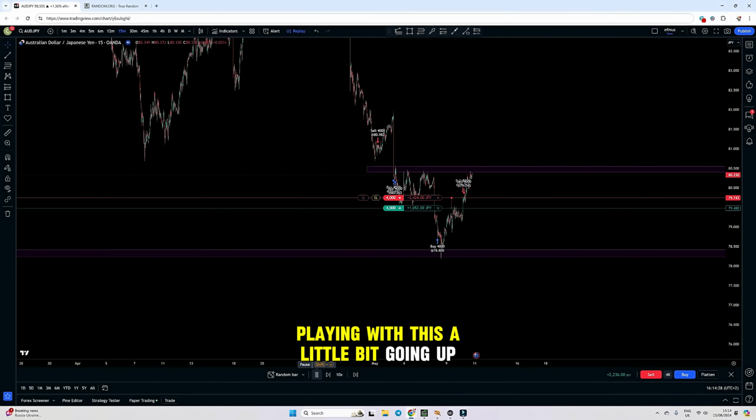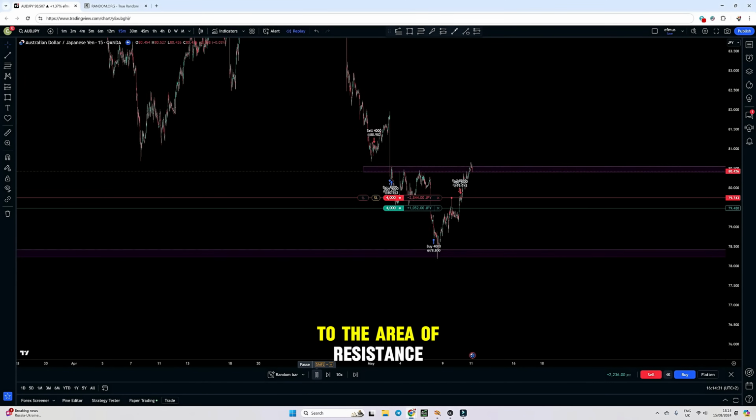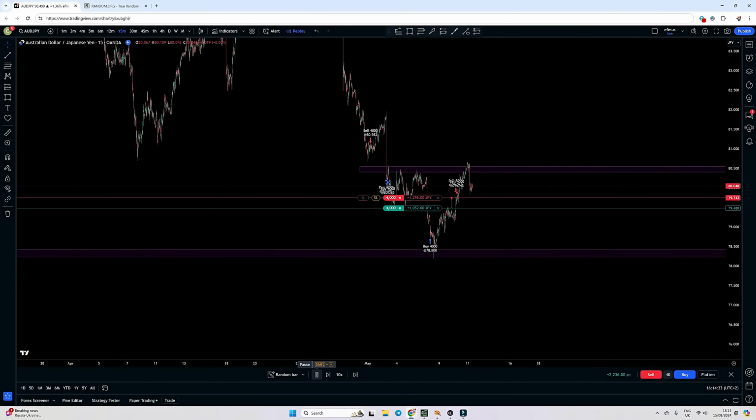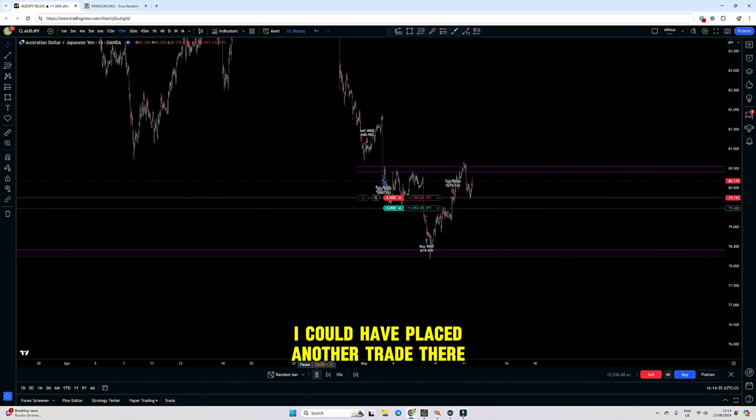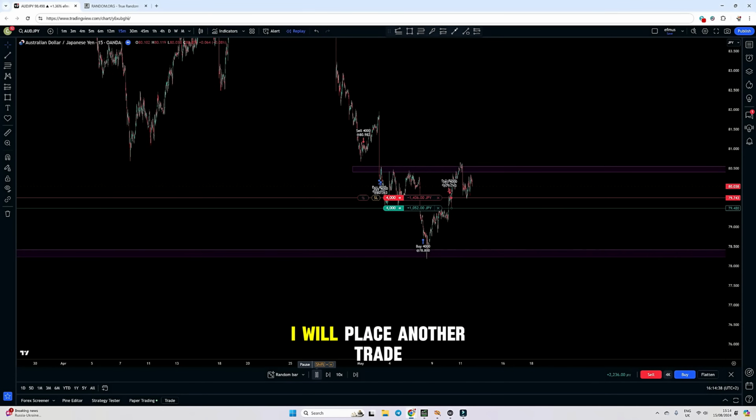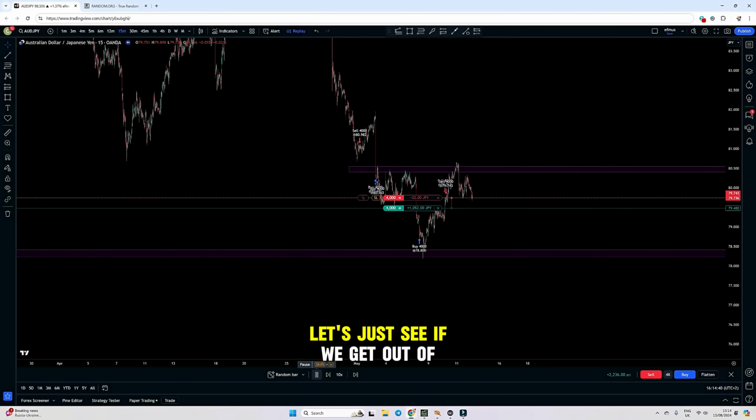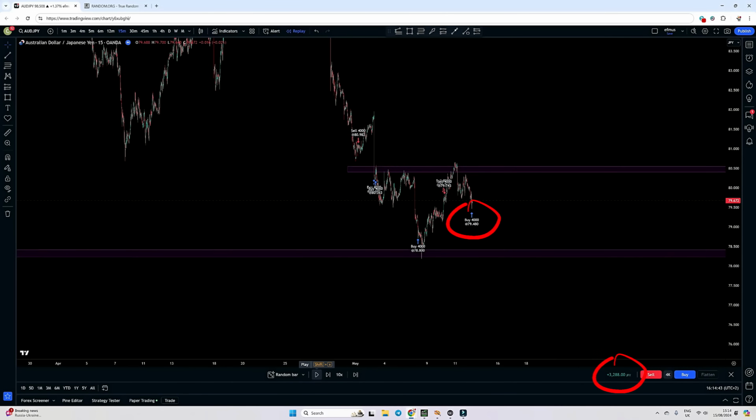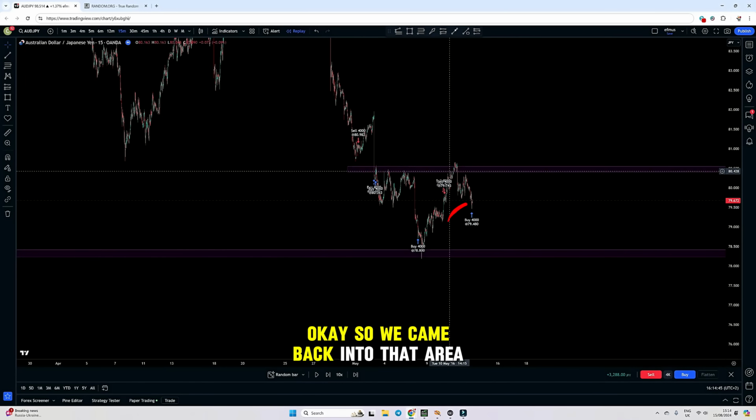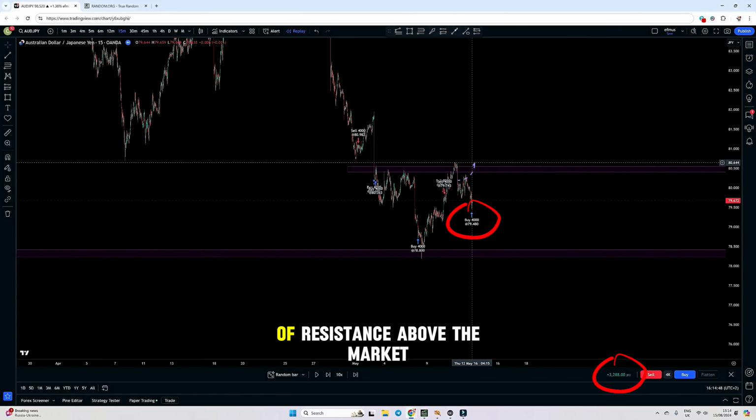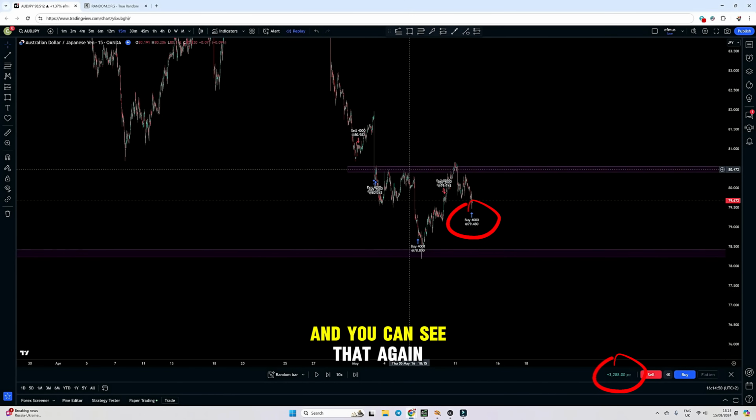Playing with us a little bit, going up to the area of resistance. I could have placed another trade there. I just missed it. If it comes back again, I will place another trade. Let's just see if we get out of this trade. There you go. Okay, so we came back into that area of resistance above the market, and you can see that again I got it perfect.